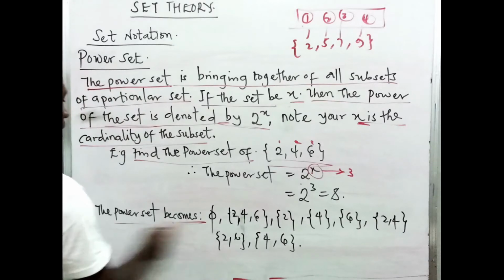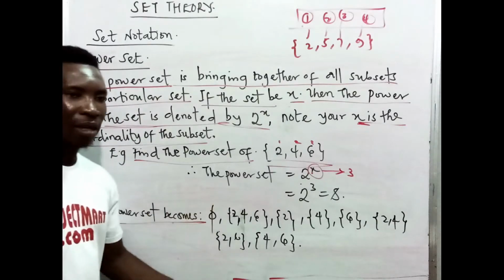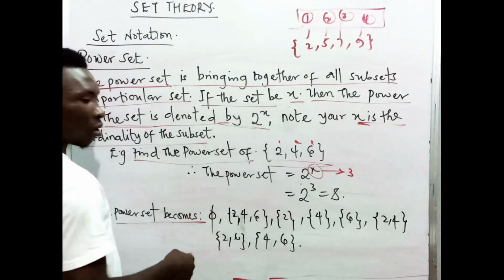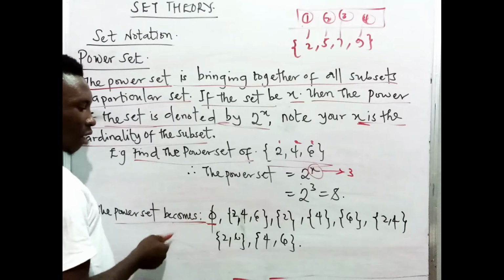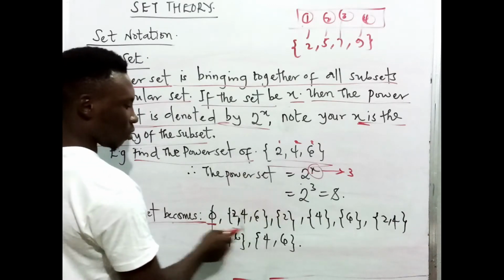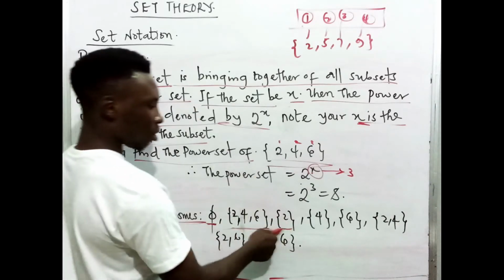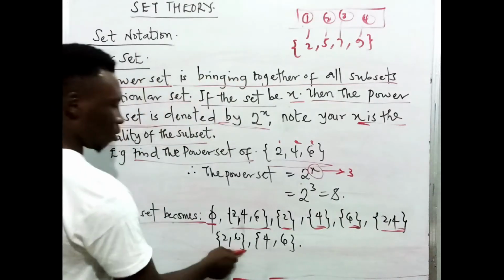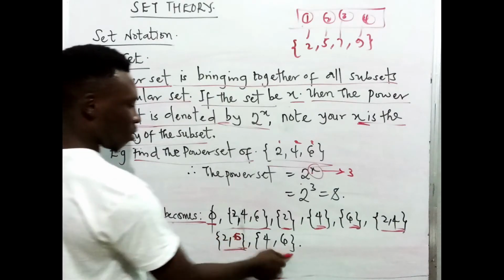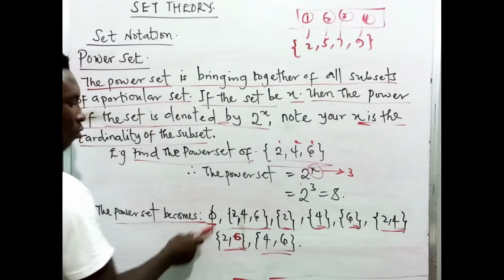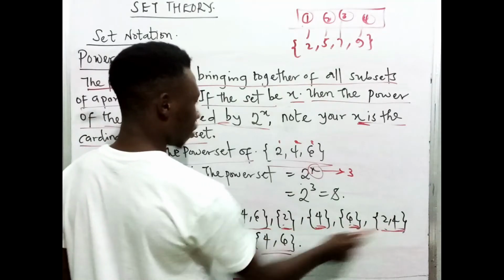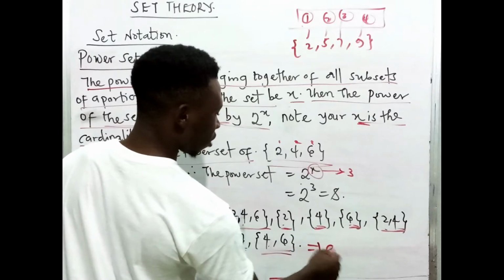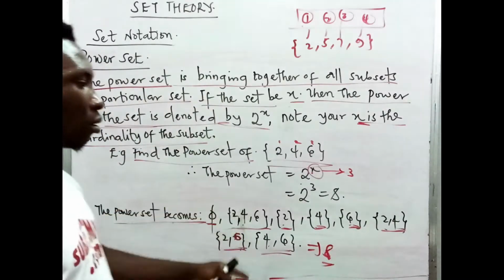Therefore, the power set becomes the subsets of this particular set. So what are the subsets here? The first is the empty set. Another subset is 2, 4, 6. Others are 2, 4, 2, 6, 4, 6. Now if you count 1, 2, 3, 4, 5, 6, 7, 8, it gave us 8, just like what our power set formula gave us.